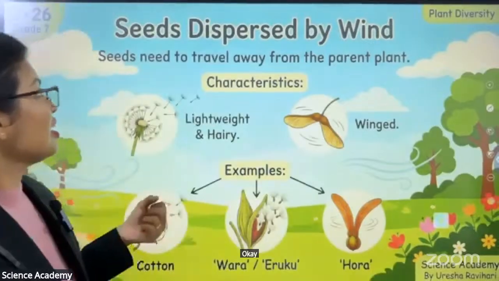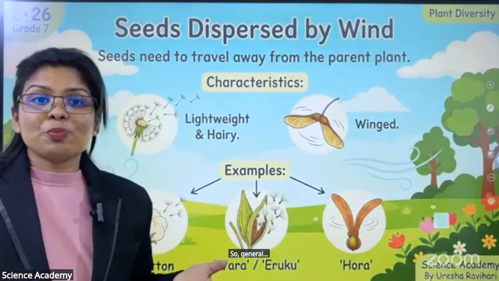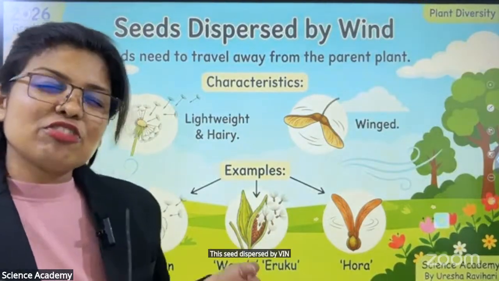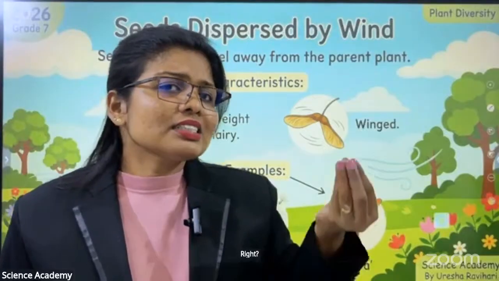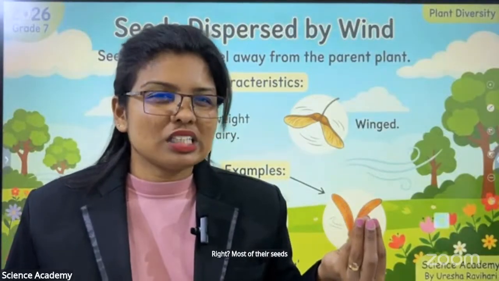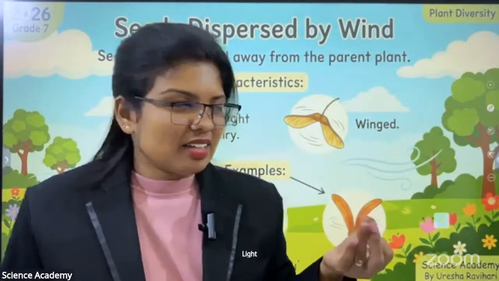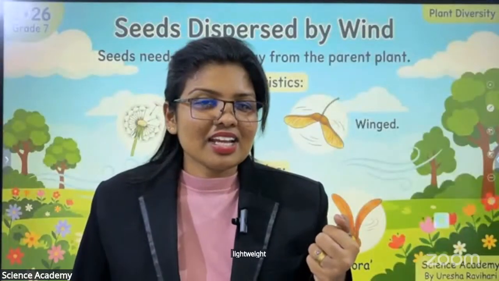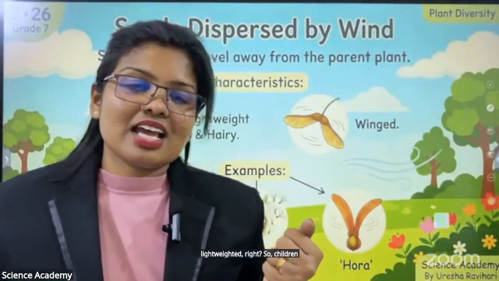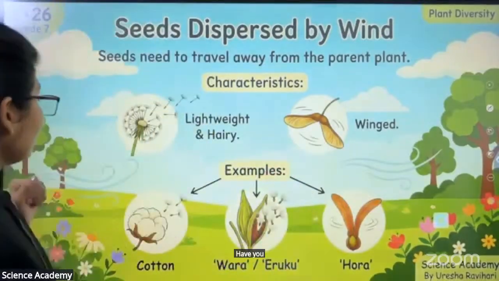Okay, right. So children, these seeds dispersed by wind have different characteristics, right? Most of the seeds are very small, children, very small and light weighted, right? So children, another thing is that, have you seen vara? Have you seen vara here?